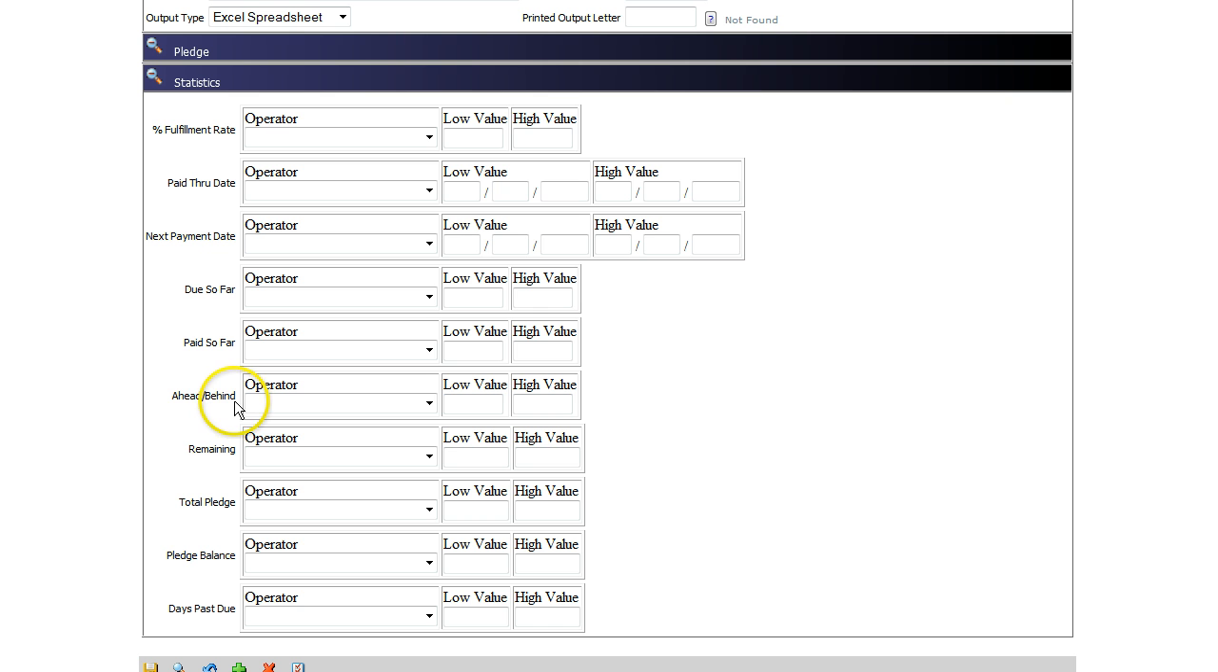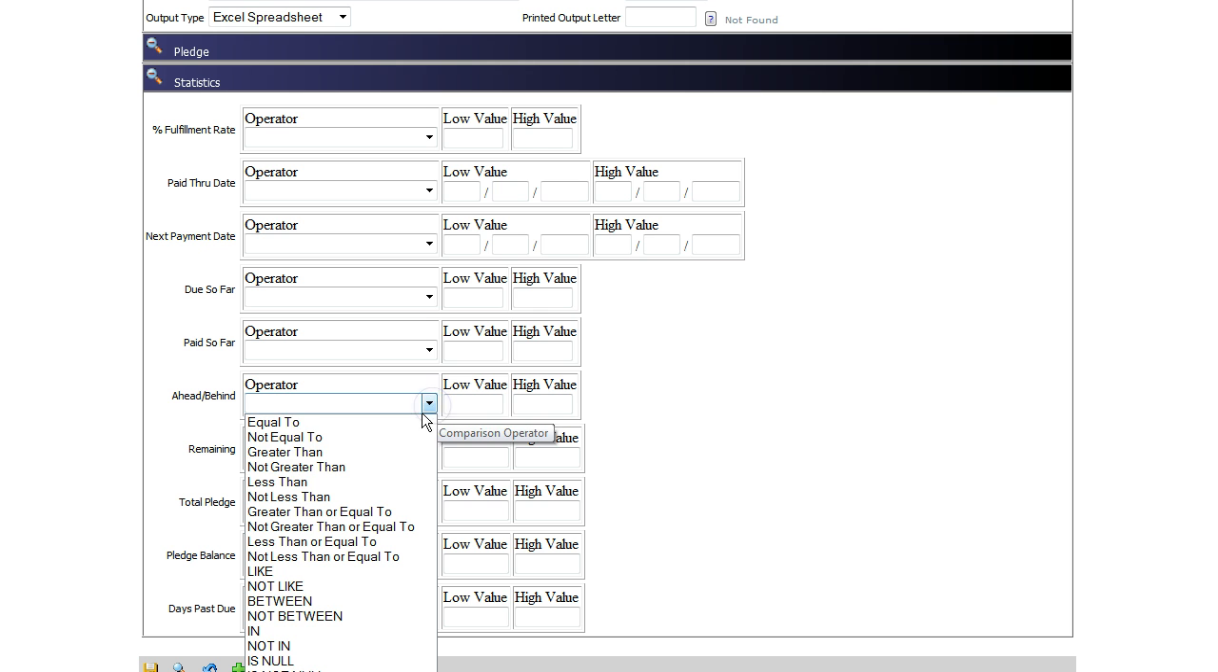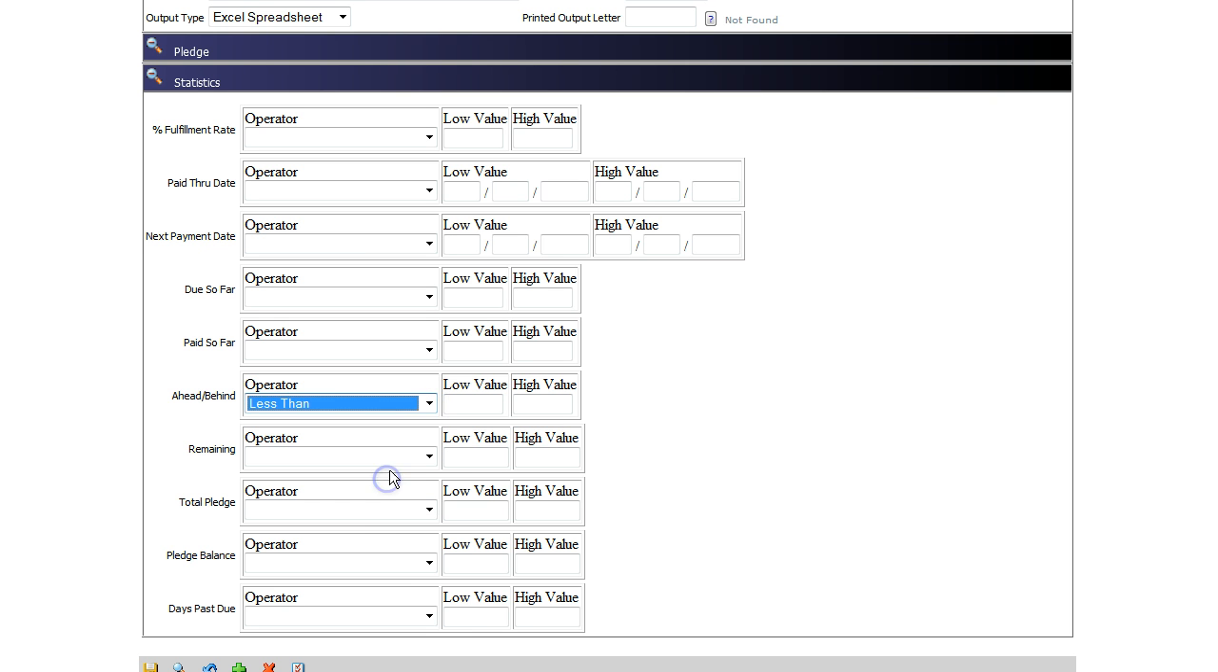And so we're saying anything that is negative is behind in its pledge. And so again, if we wanted to find anybody that is behind, we could choose less than as our operator and then put 0 in the low value field. So that means that any pledge where the head behind field is a negative number, or any pledge where the number is left of 0, is behind. And we could use this field in different ways, but that's how it most often gets used.